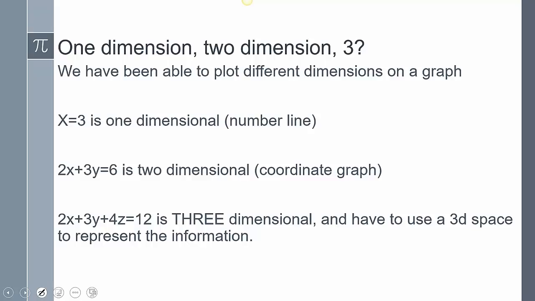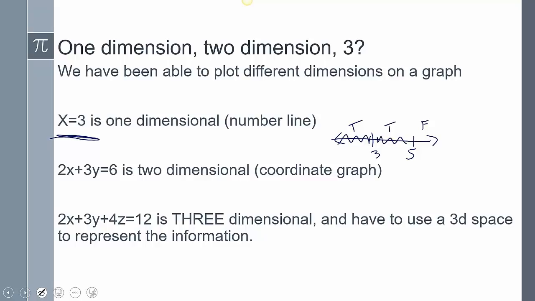Now, an example of a one-dimensional system would be x equals 3. That's just a number line, and we drew those. Especially when we had those inequalities, and you'd have to find the boundary points, and then you would test what's true and false, and then you would do some shading. That's drawing on a one-dimensional system, and we've used that.